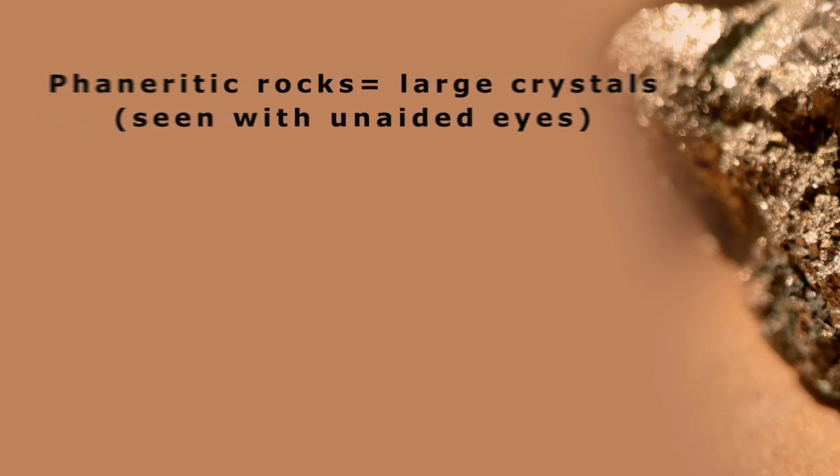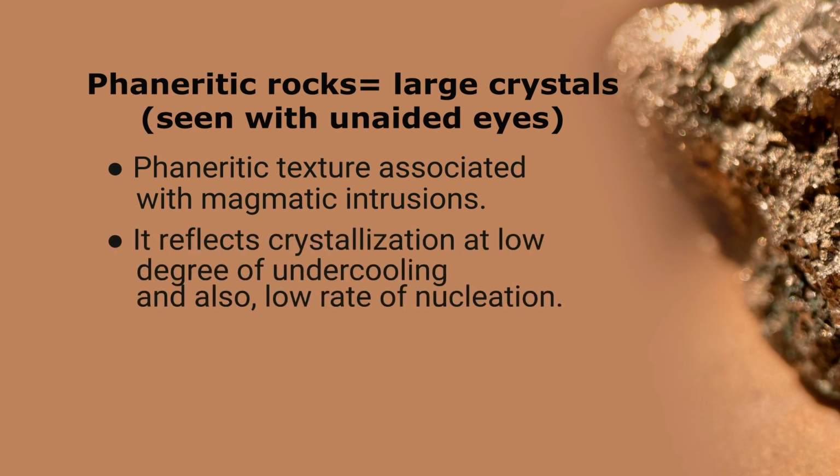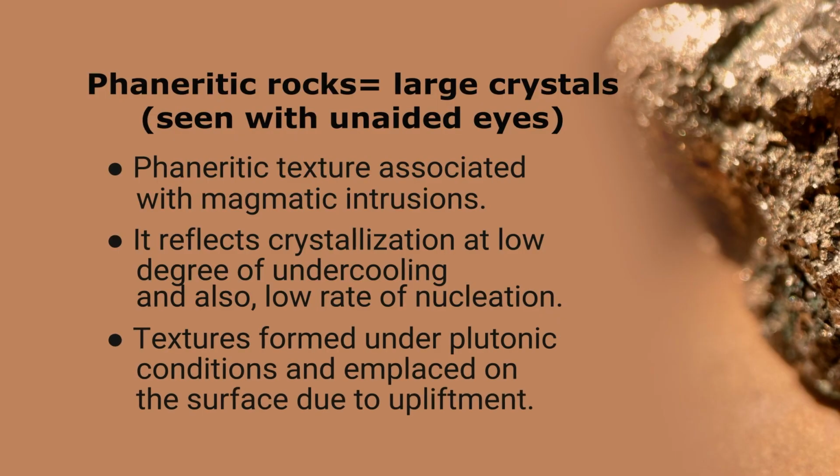Now, phaneritic rocks, that means large-size crystals seen with unaided eyes, can show phaneritic texture associated with magmatic intrusions. It reflects crystallization at a low degree of undercooling and also a low rate of nucleation. Nucleation rate is always low. These are textures formed under plutonic conditions and emplaced on the surface due to upliftment.